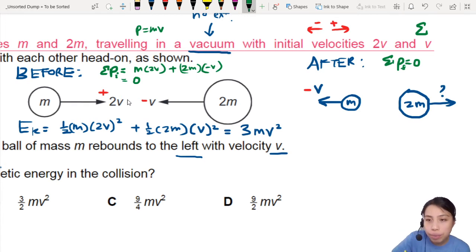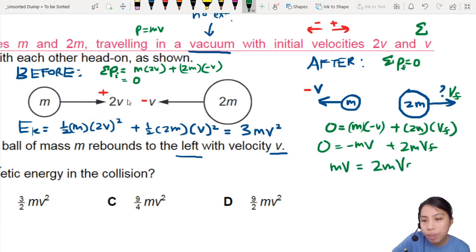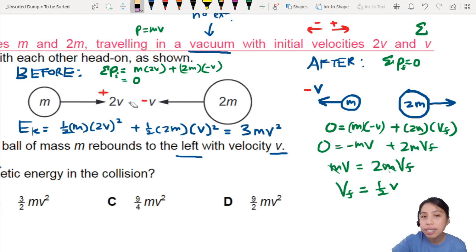So total momentum after, which is 0, equals m times negative v plus 2m times, I don't know what velocity it is. I'm just going to put vf for v final. You can choose whatever alphabet you want. It's going to the right, so it's going to be positive. I assume it's going to the right. If not, you'll get a negative sign. So what you have here now is just negative mv plus 2m vf. Or you could simplify it to get mv equals 2m vf, which tells me that vf will be half v. Or divide both sides by m, all you have is v over 2 or half v. So I know now that this big ball will be moving to the right at half v, positive half v.